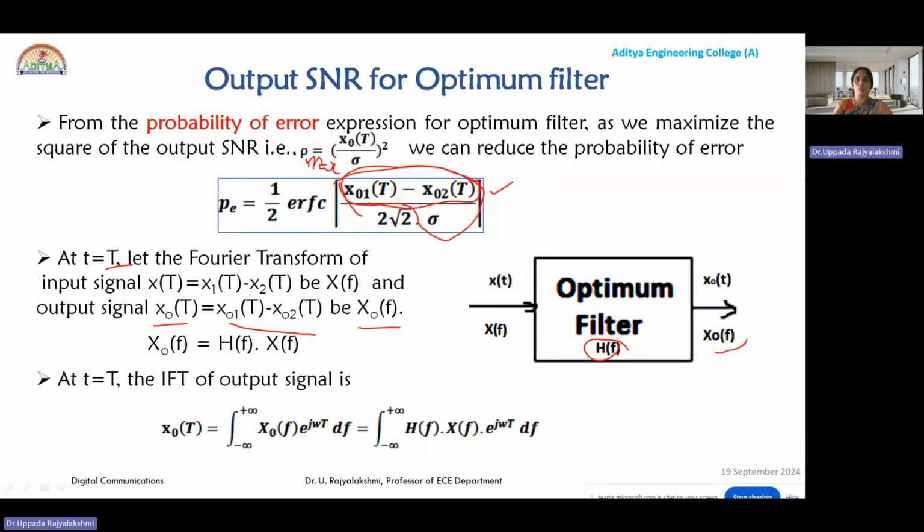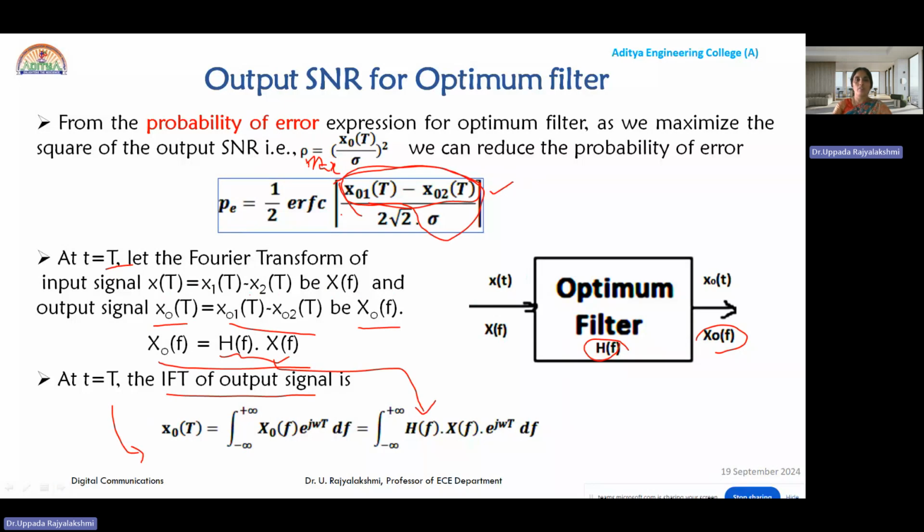signal in the frequency domain as the product of the transfer function and the input signal in the frequency domain, because the transfer function is defined as the ratio of the output signal to the input signal magnitude in the frequency domain. So you can write X0(f) as H(f) into X(f). So you can represent x0(t) by applying the inverse Fourier transform to the above signal. So x0(t) can be written as the integral from minus infinity to plus infinity of X0(f) e power j omega t df, where we substitute X0(f) as H(f) into X(f) into e power j omega t df.